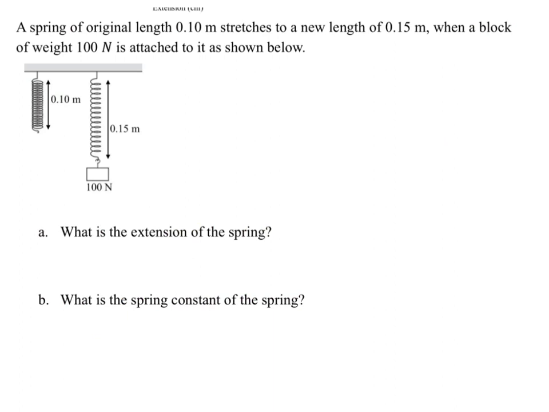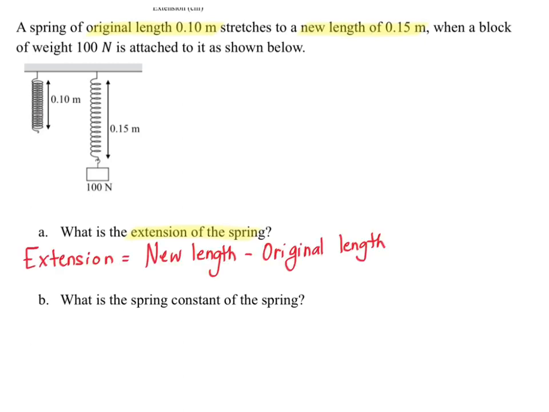Let's look at another problem. A spring of original length 0.10 meter stretches to a new length of 0.15 meter when a block of weight 100 Newton is attached to it as shown below. It's asking us what is the extension of the spring. So extension is new length minus the original length. A new length is 0.15, the original length was 0.10, so we get that as 0.05 meter.